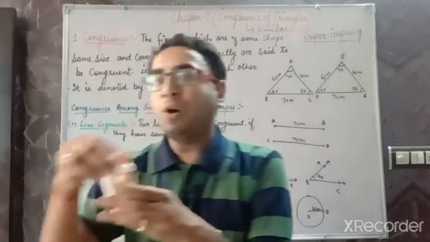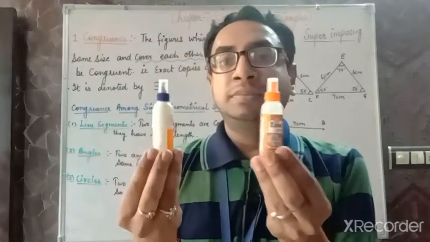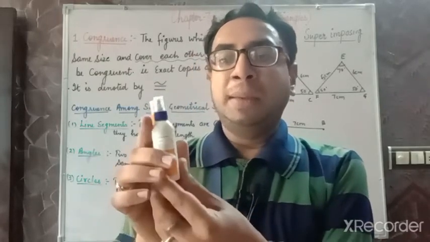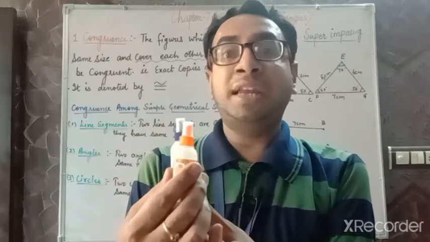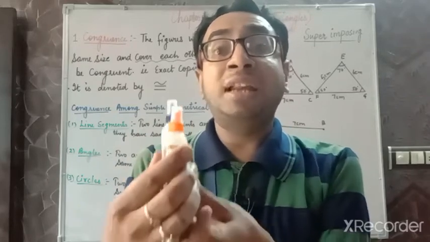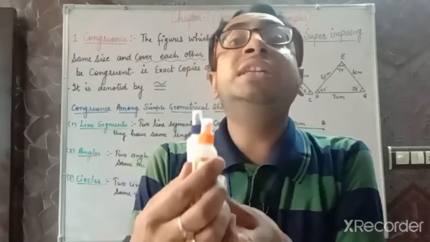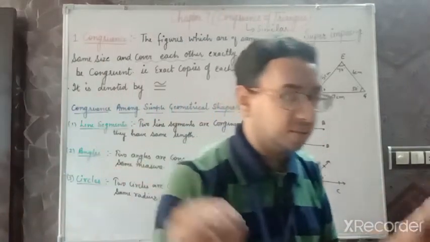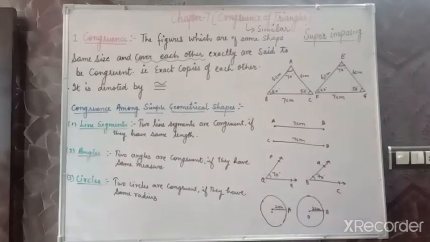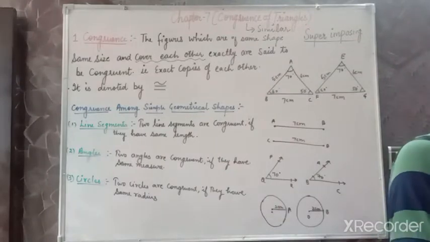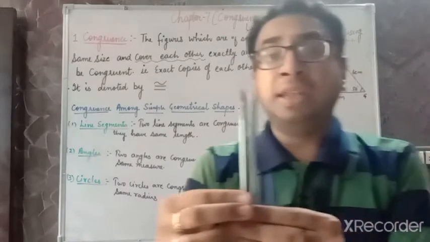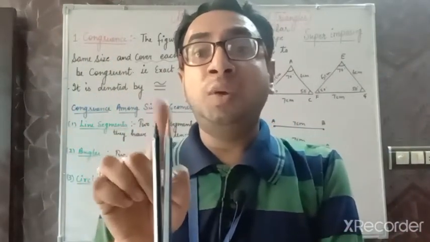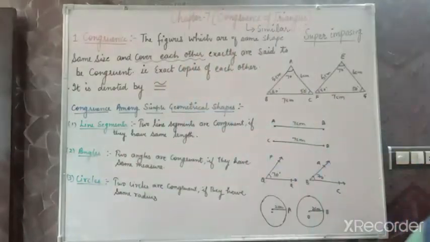But are these bottles congruent to each other? Let me try. I don't think so. Because if I bring the first one, you are able to see the second bottle, hence they are not congruent to each other. Are we clear? This is what congruency means. Let me take the example of two pencils. No. One is bigger, one is a bit smaller. Hence they are not congruent to each other.